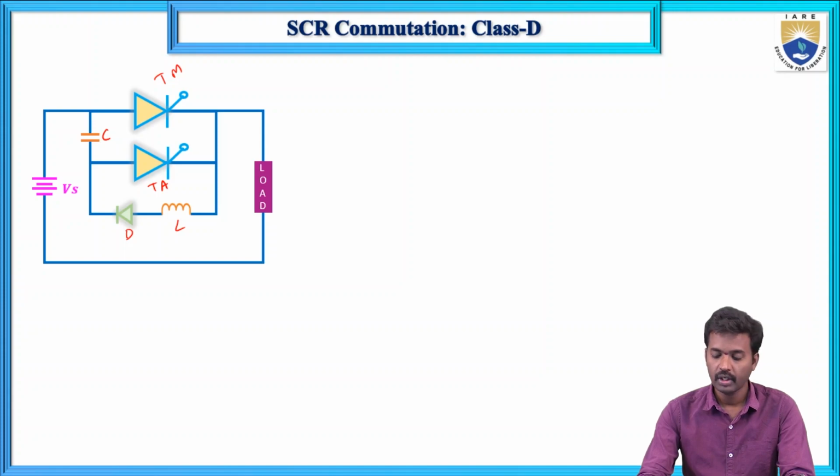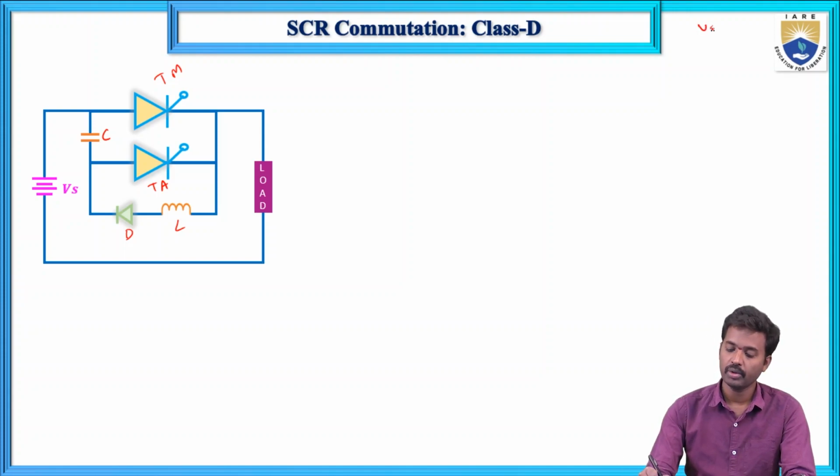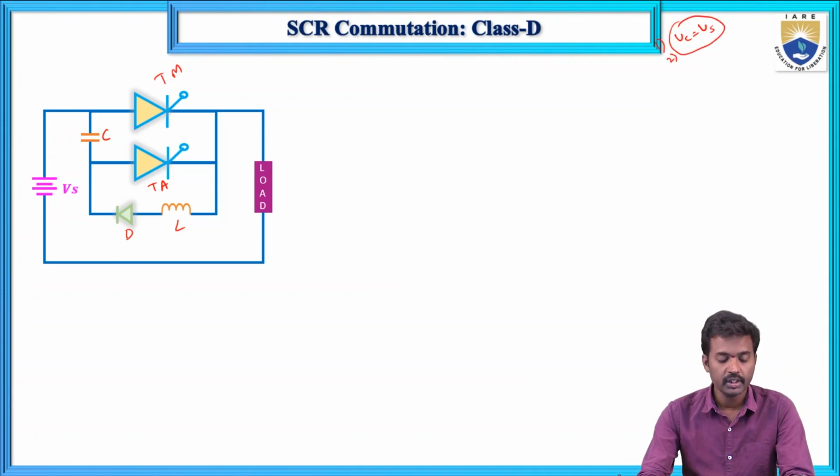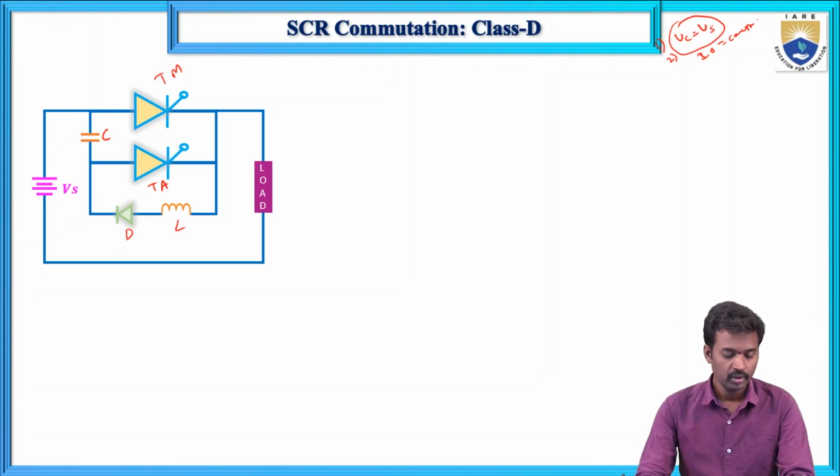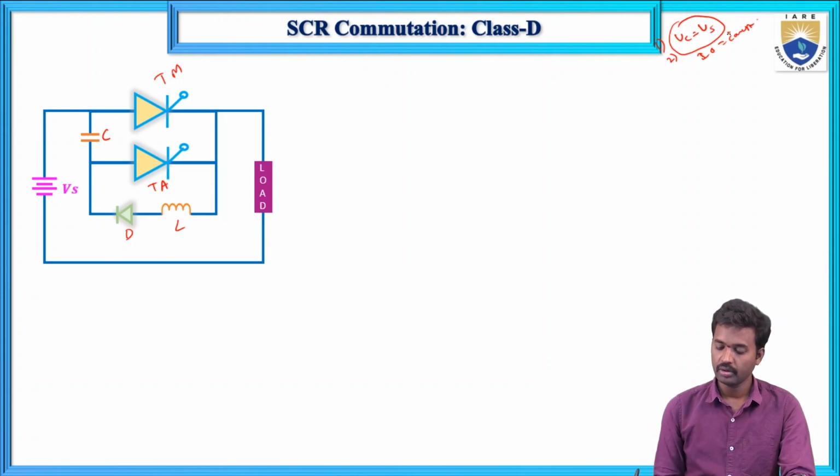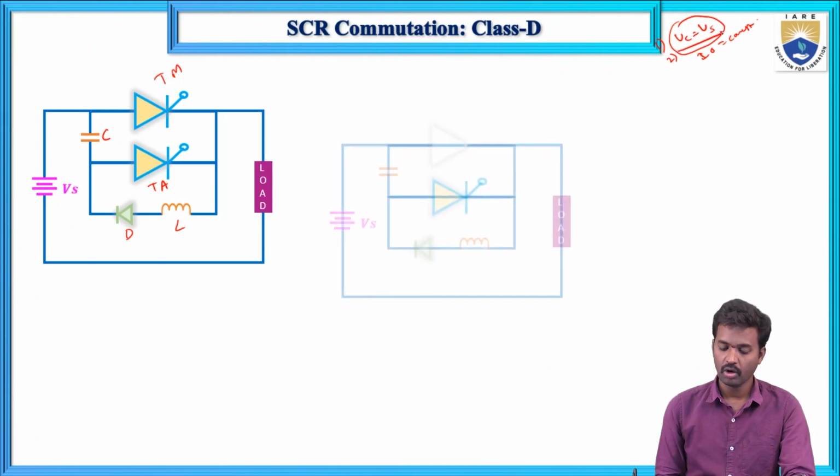Here we have two assumptions: first, the capacitor voltage VC equals the supply voltage, that is, it is initially charged, and the second one is that the load current I0 is constant. The same components are used as in class B commutation. Initially VC equals Vs. So how does it come?